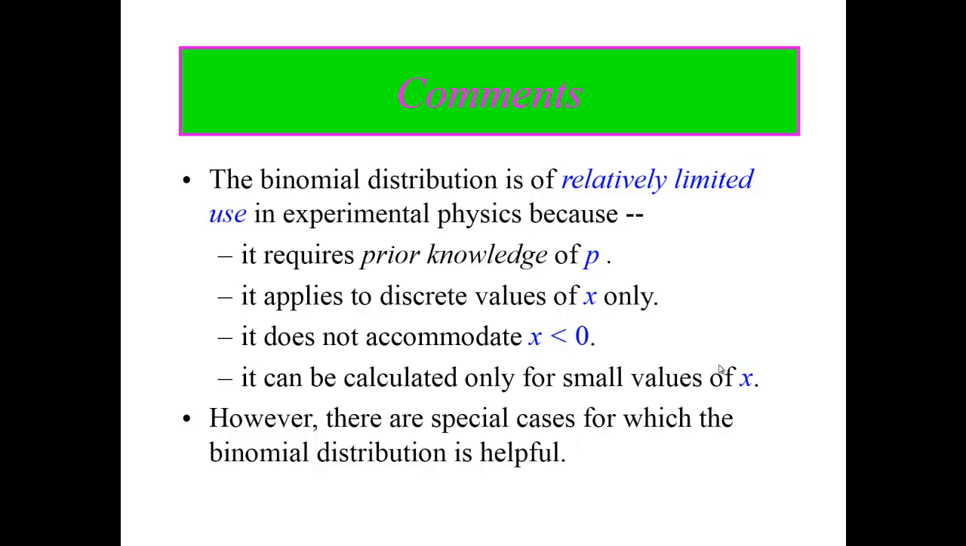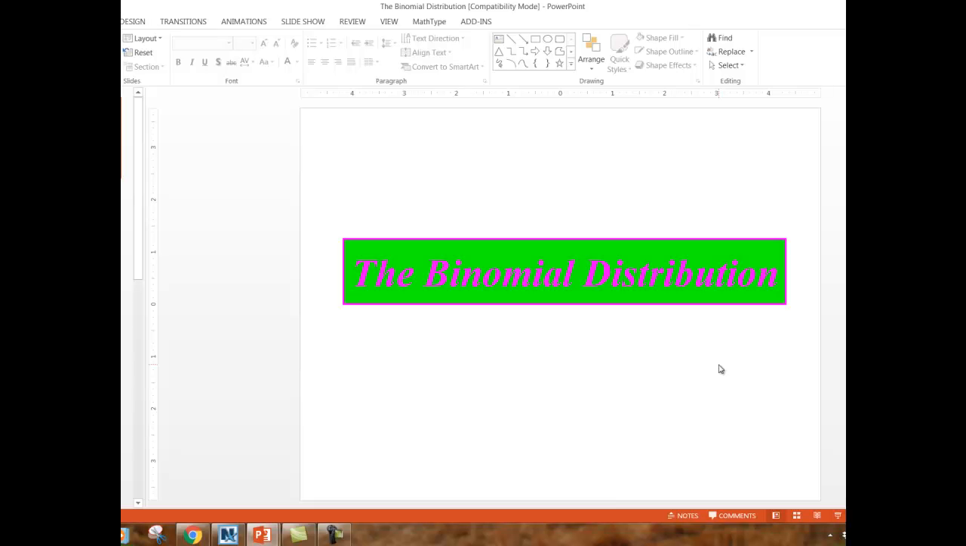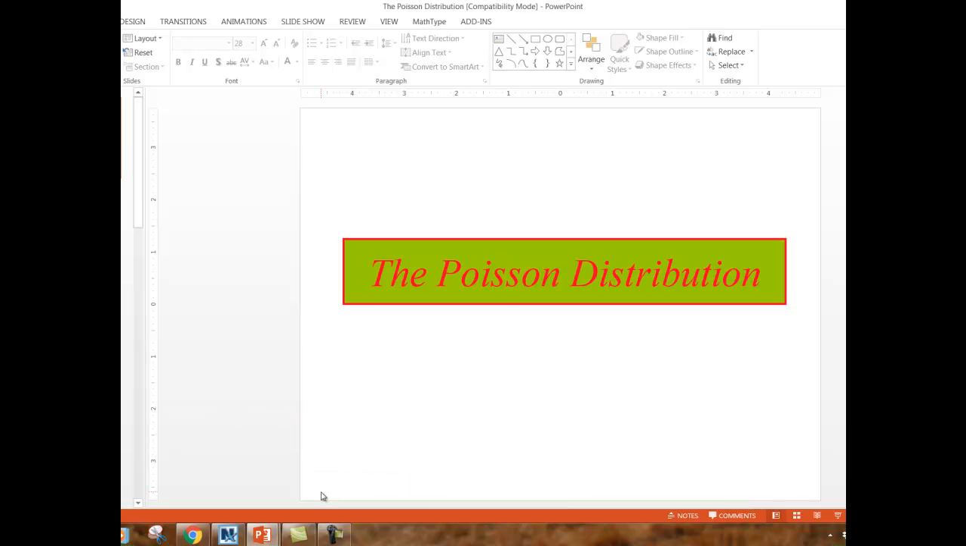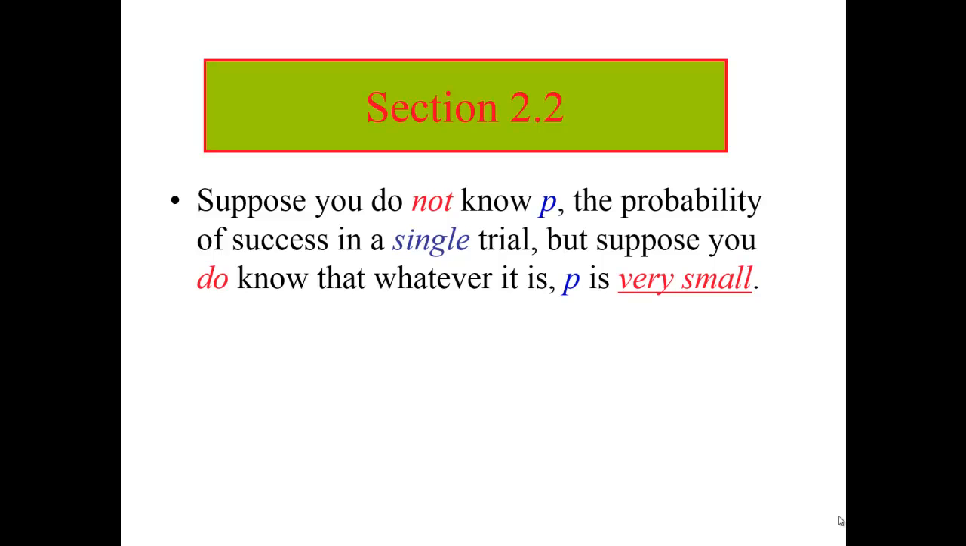So there are special cases for which the binomial distribution is helpful, but it's usually just a starting point for the next distribution function that we're going to talk about, which is the Poisson distribution. So let me go ahead and introduce that, also from Chapter 2 in Bevington. And there's a reason why we start with the binomial distribution and then go on to the Poisson distribution, because they are closely related. Now, suppose we don't know p for the probability for success in a single trial, but we do know that it's really small.